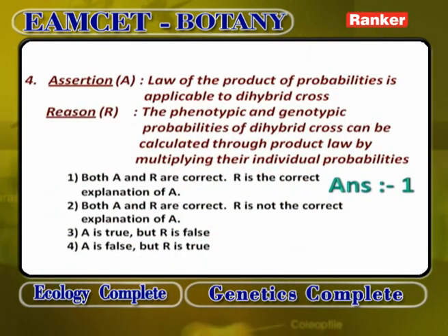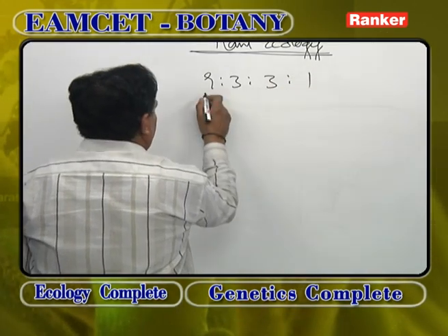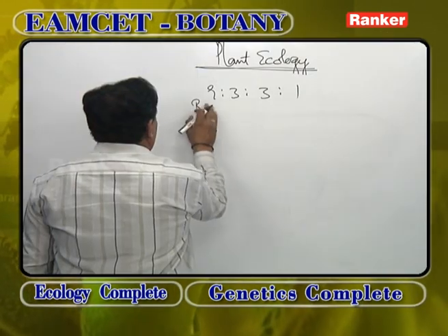So this is an assertion-reasoning question. The law of product of probabilities is applicable to dihybrid cross. Definitely, the law of product of probability is applicable to dihybrid cross. The phenotypic and genotypic probabilities of a dihybrid cross can be calculated through the product law by multiplying their individual probabilities. This is correct.